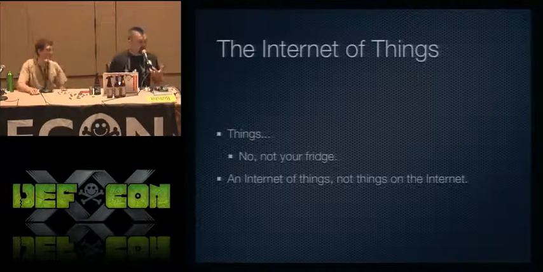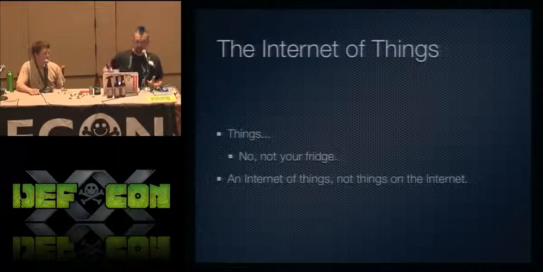We're not talking about your fridge here. When we talk about things, we're talking about a network of things, not things on the internet. Okay? There's a huge difference. I'm not going to take my garage door and attach it to the internet and call it the Internet of Things. The garage door is just a thing on the internet. It's just another network connected thing, right?